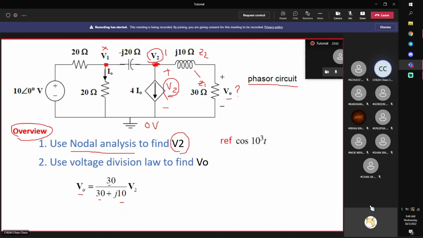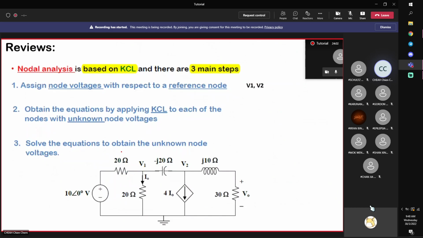Okay, then after I get V2, I use it to find V0 by voltage division law. But if you can write this down, it's already half done, right? The rest is just to do it carefully. Of course, you need to know what is nodal analysis. Right, let us review it.